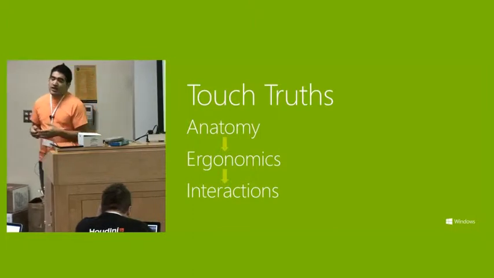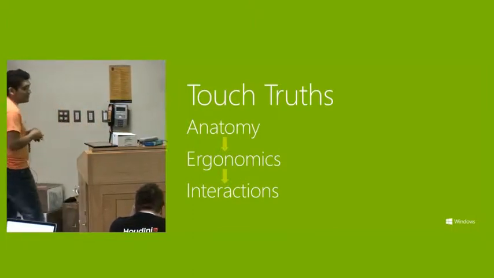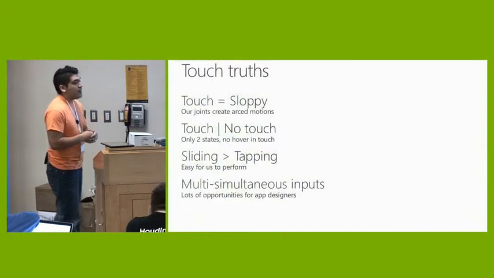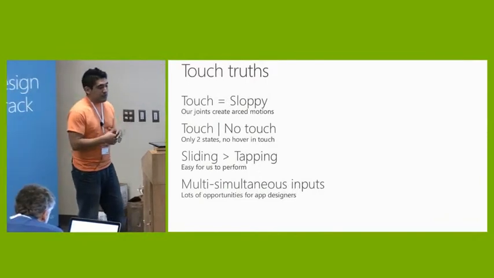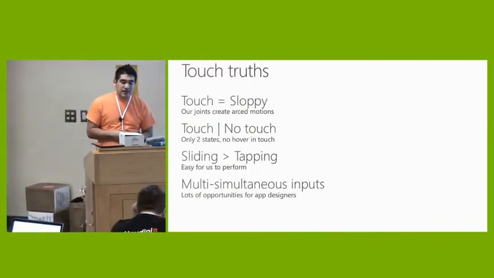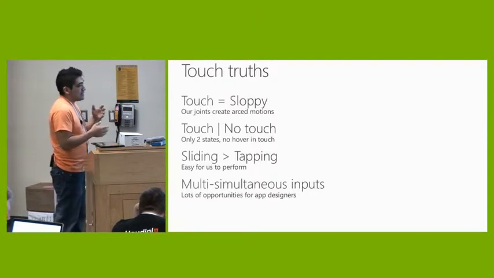So, touch truths. I want to talk a little bit about anatomy, ergonomics, and some of the interaction points, which are quite important to note. Again, I go into more detail on these in those posts on the Facebook wall. But I'm going to try and go through: touch is sloppy, touch or no touch, sliding and tapping, and multi-simultaneous input points.